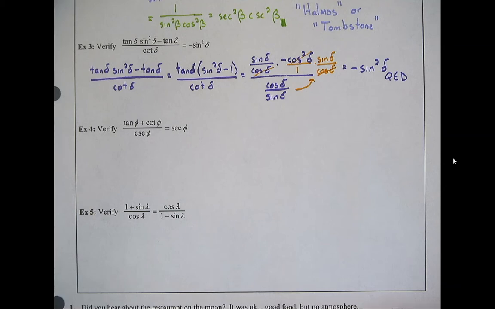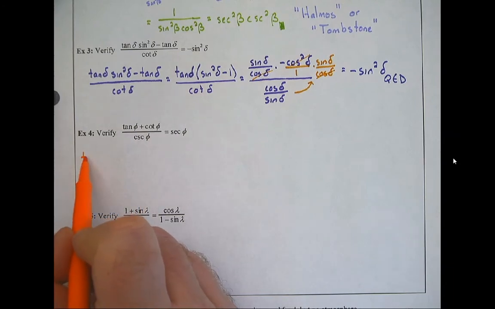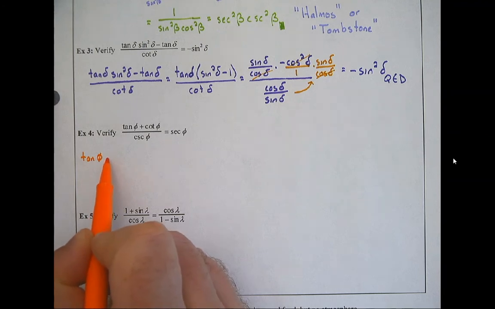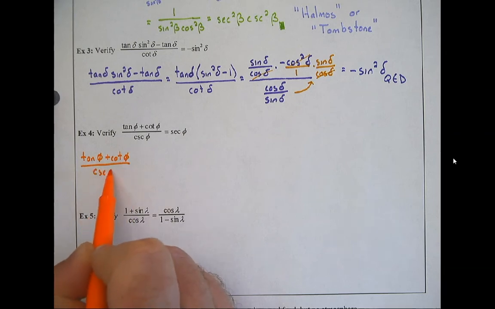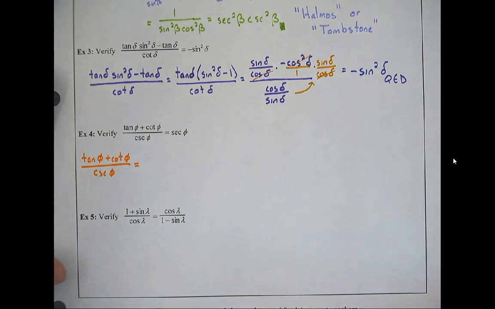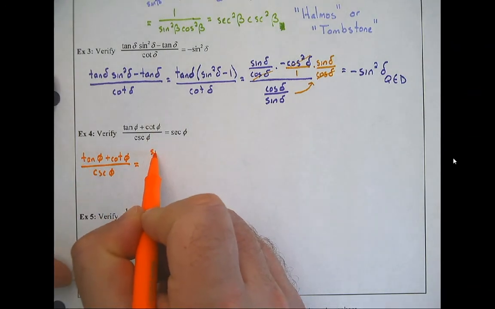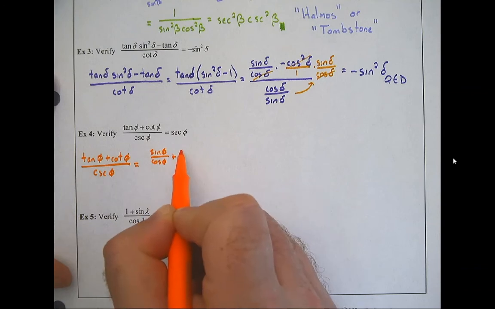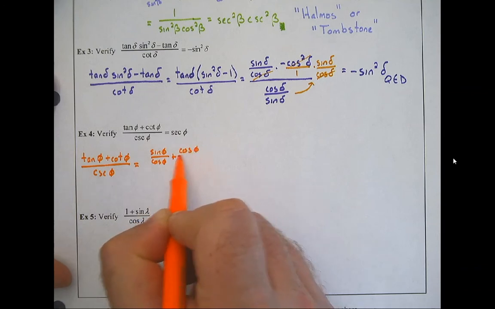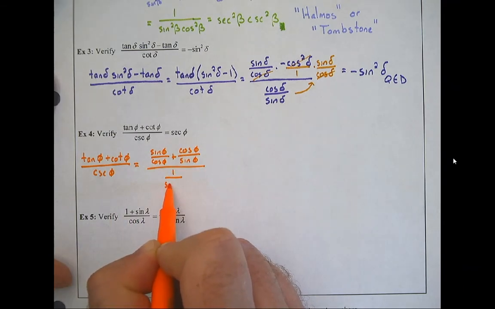So I want to come up with the side that I'm going to work with first, and that's clearly this side. I have more stuff over here. I'm going to use that side. So that's tangent of phi plus cotangent of phi over cosecant of phi. I don't see any squared, so I'm stuck with turning things into sines and cosines. So tangent is sine over cosine plus cotangent is cosine over sine over cosecant is 1 over sine.